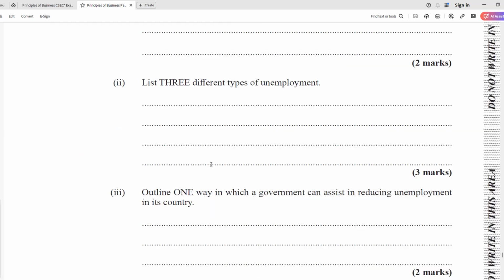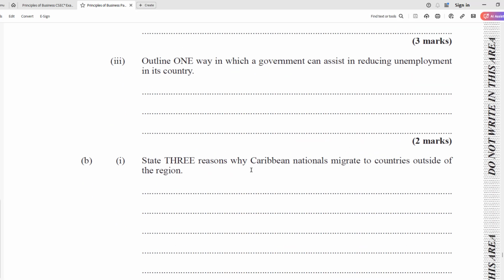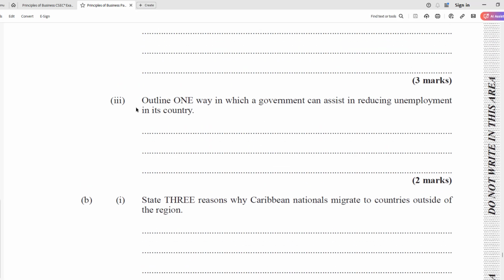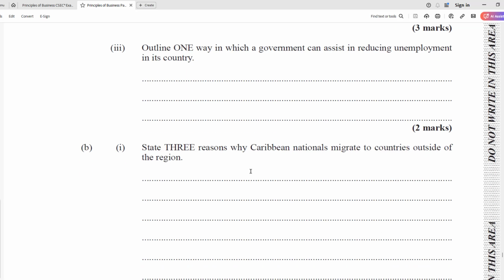Okay, good. So number 5, part 3, outline one way in which a government can assist in reducing unemployment in its country. How can the government assist in reducing unemployment in the country? One of the best ways to answer this one is to choose one of the types of unemployment up here, and then look at ways to alleviate that type of unemployment. For example, if we're looking at structural unemployment.